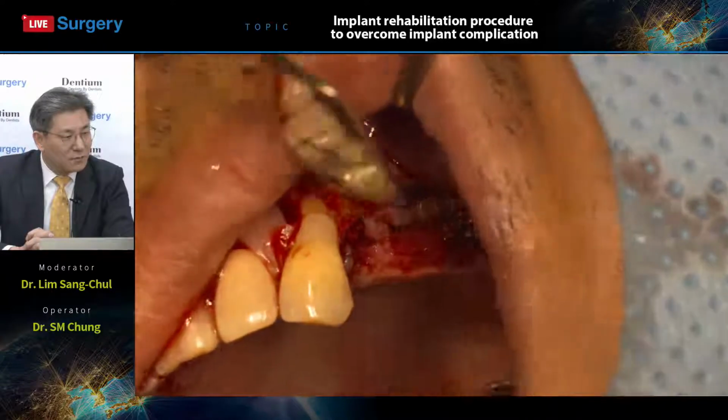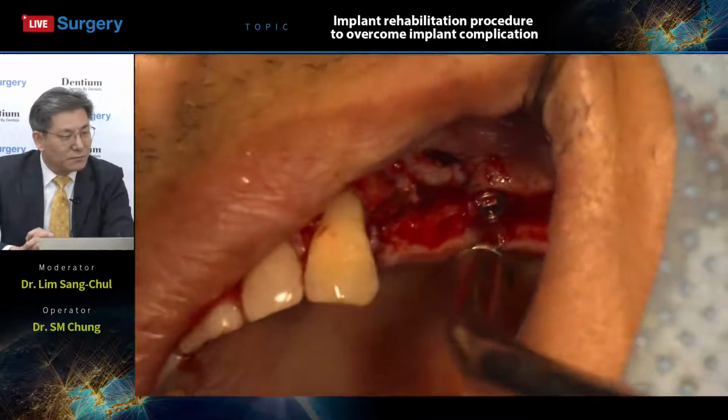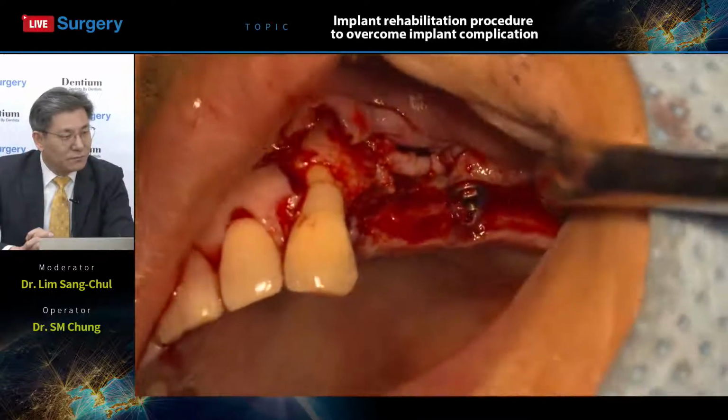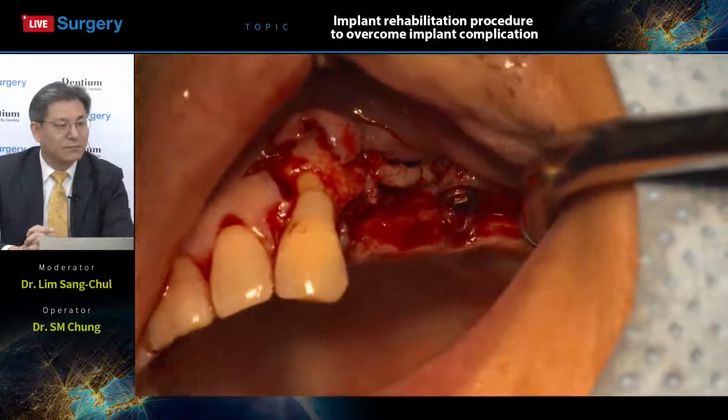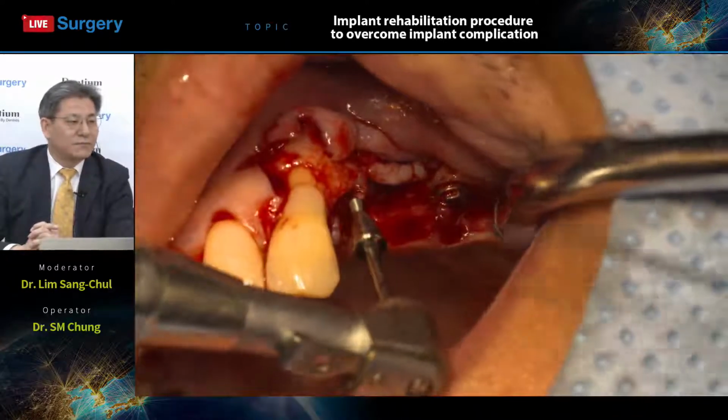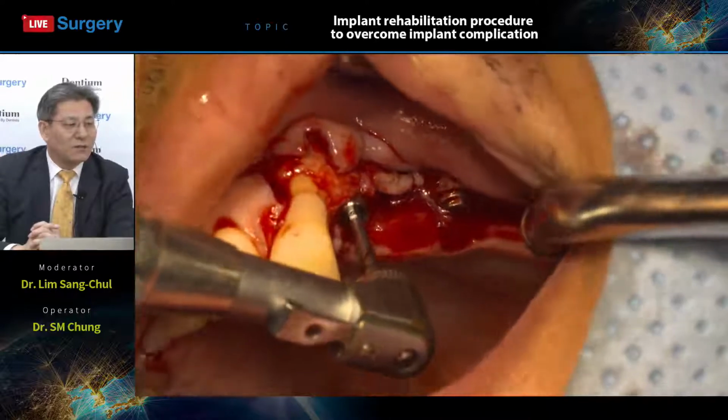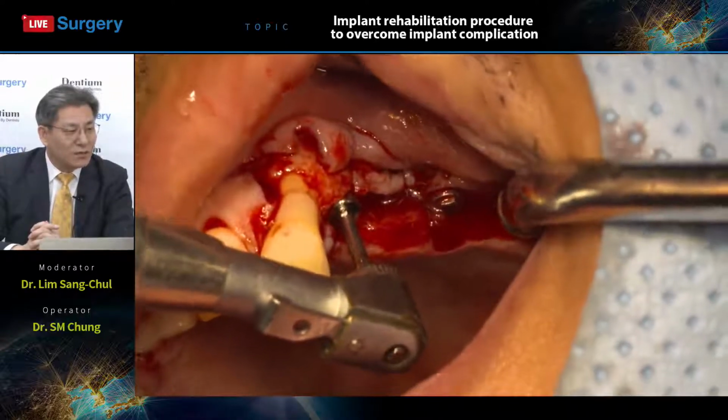The implant position is a little bit deeply placed, so instead of the cover screw, I will try to place the healing abutment. Healing abutment connects with the installed fixture.